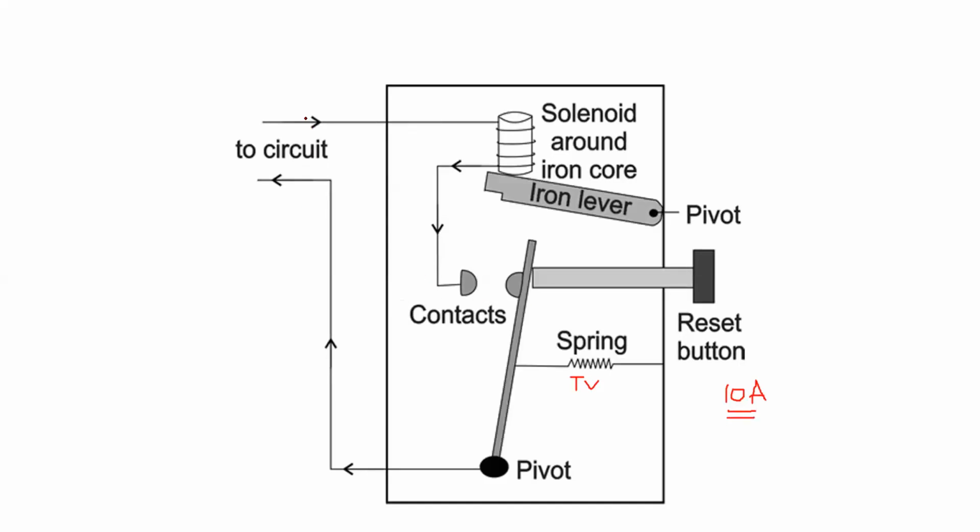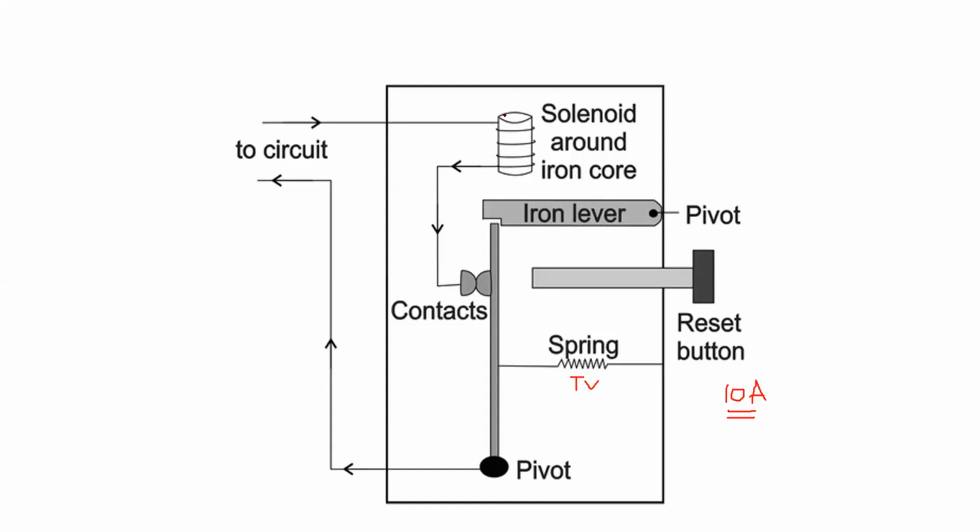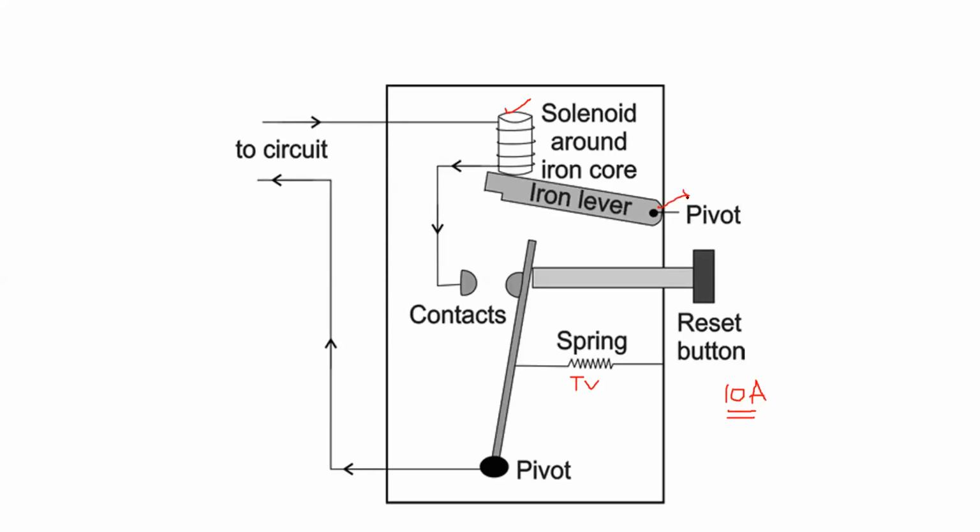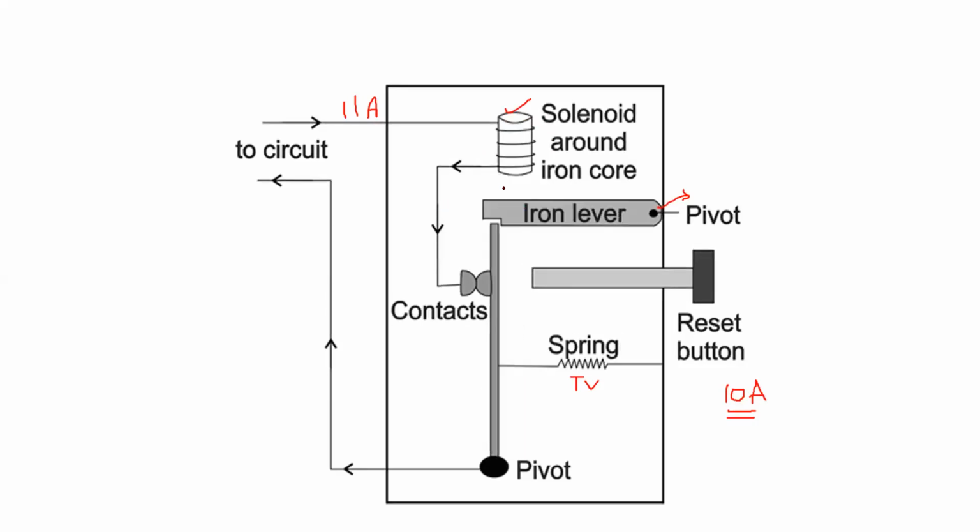You have a circuit breaker. Now, what happens when there's a current greater than 10 amperes? First, let's discuss what happens when you have a current of 10 amperes or lesser. Your solenoid gets magnetized. There is a magnetic field around the solenoid, but it is not strong enough to attract this piece of iron. And when you have a current of, for example, 11 amperes flowing through the circuit, your solenoid gets magnetized, and that field is so strong that it can attract this iron lever towards itself.